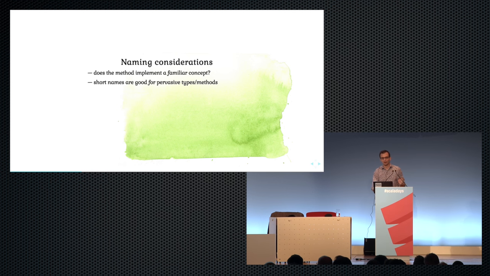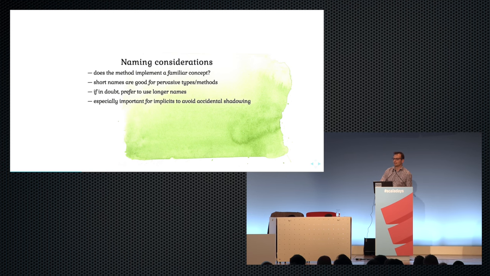For methods, for objects, for types that are very pervasive through a lot of code, they're going to appear very often. Short names are generally better. We don't want to have to refer to very long names frequently. But if there's ambiguity, if there's the opportunity to misinterpret something, then we should probably prefer longer names.